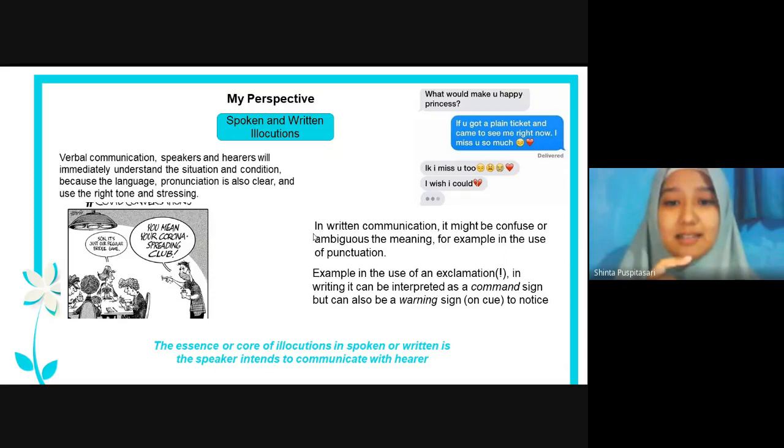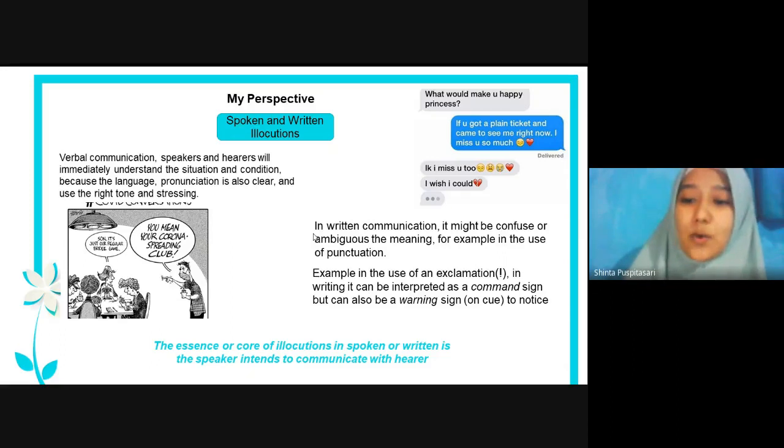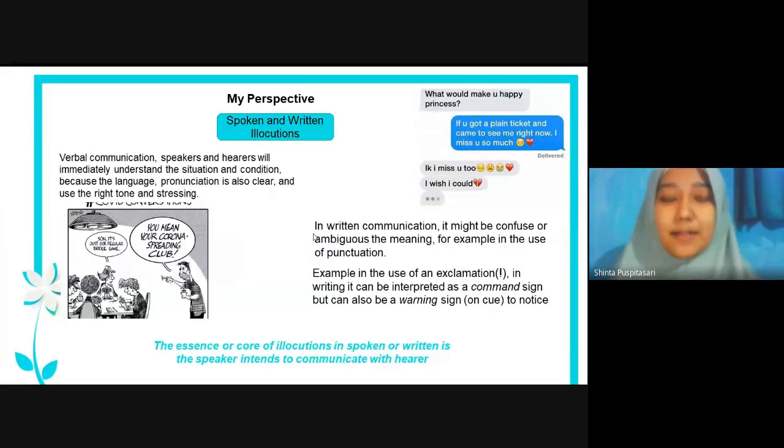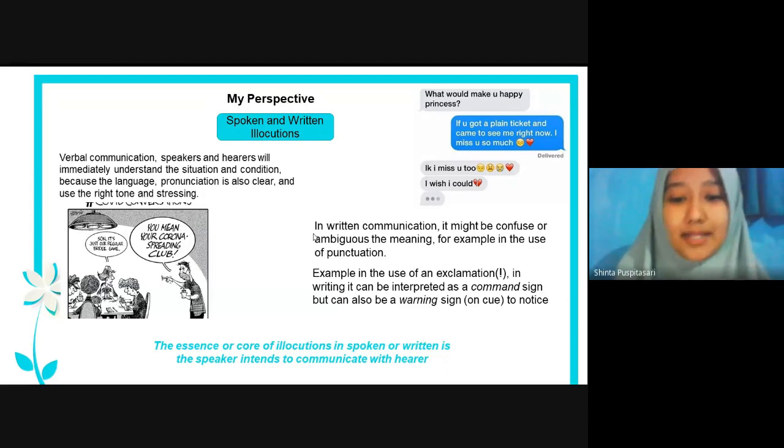And then the next is written communication. The meaning might be confused or ambiguous, for example in the use of punctuation, such as the exclamation mark. In writing, it can be interpreted as a command sign, but can also be a warning sign or a cue to the notice. Another example is the sentence "Don't be late." This can be interpreted as a command and also as a warning.